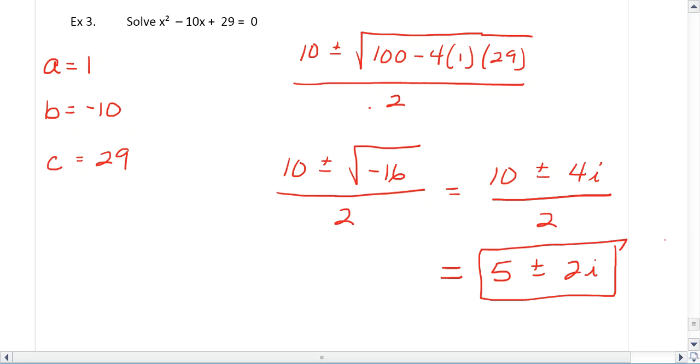Now, pretty soon you're going to be asked, if you're given these 2 answers, go backwards and find the quadratic. So just keep that in mind, but that's for another section or 2. All right, now you have the knowledge you need to do section 5.7, so have fun with math.